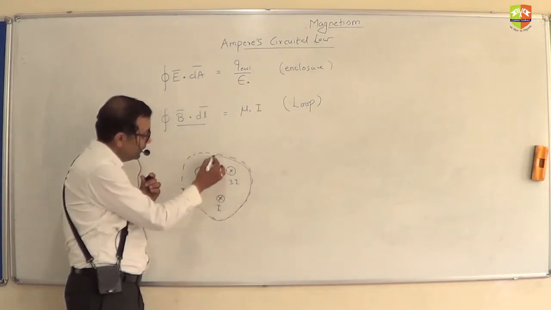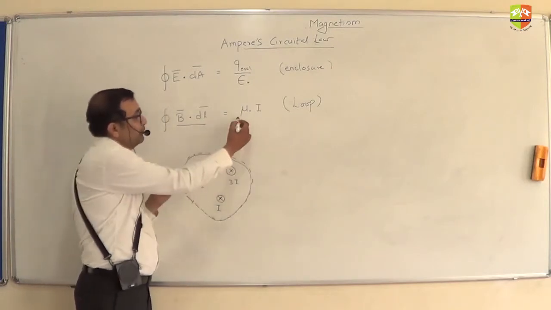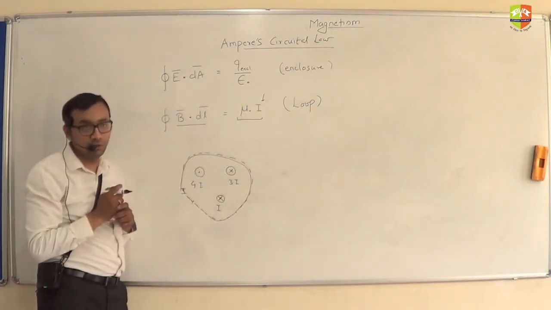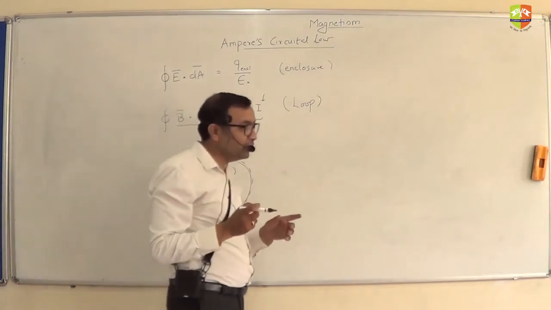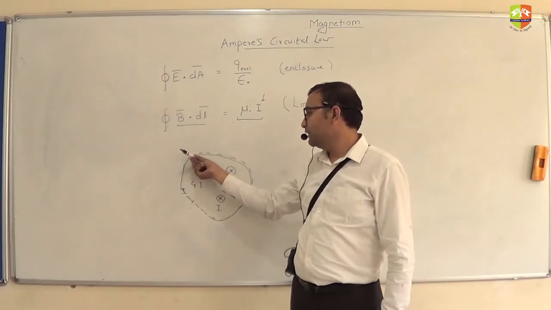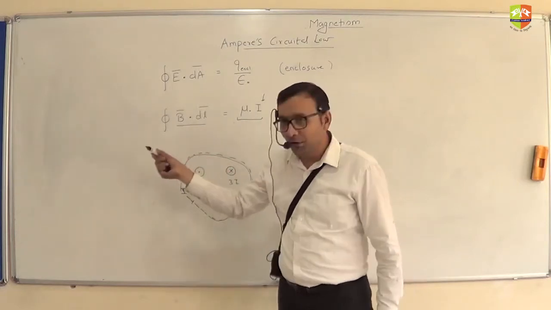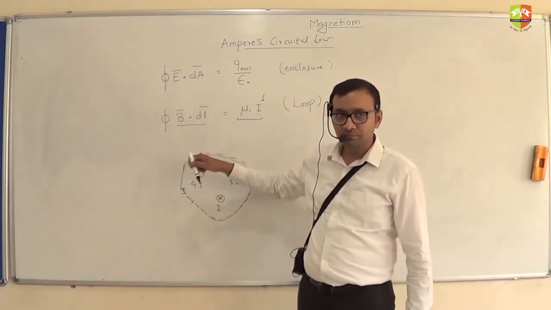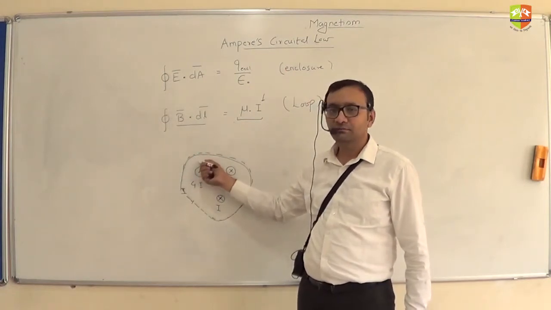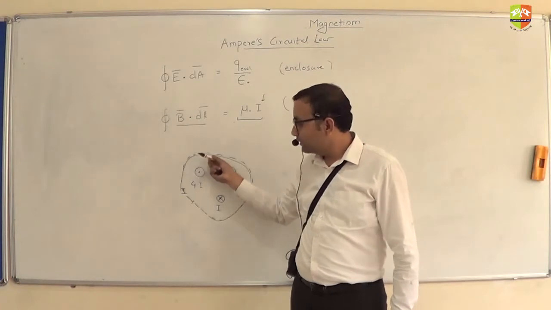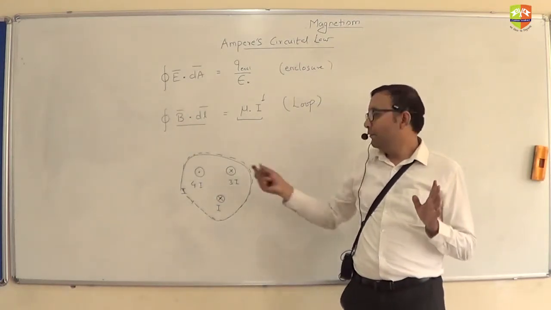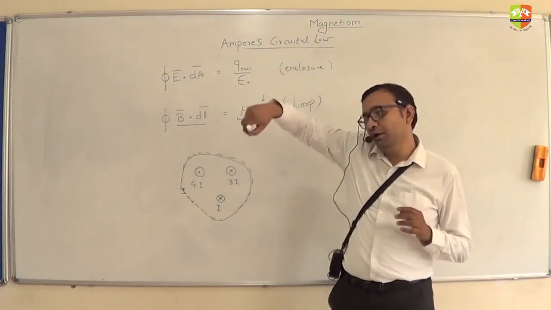if you complete the loop and you integrate it, that should be equal to mu naught into whatever current is enclosed, whatever current is passing through the loop. Okay? Now current need not pass through in a particular direction. It just should come out of the loop or go in the loop. It doesn't matter if it goes like this or like that. It should just come out or go in, that's it. Fine? Coming out, you can take positive, going in, you can take negative.